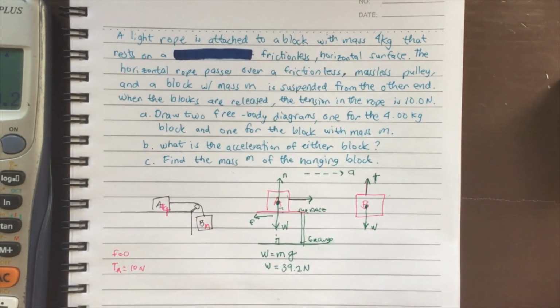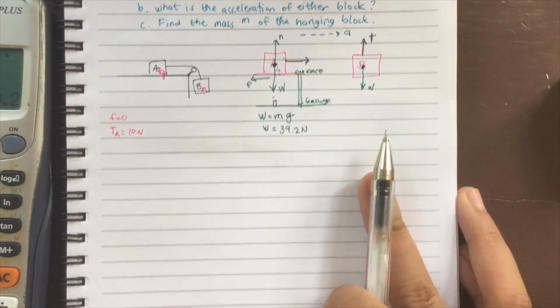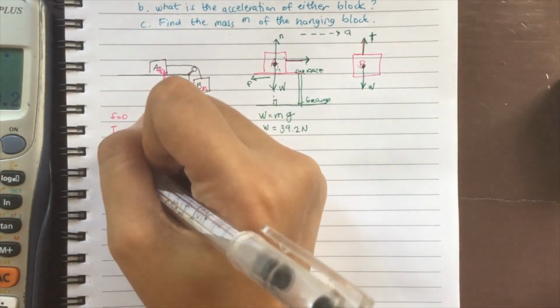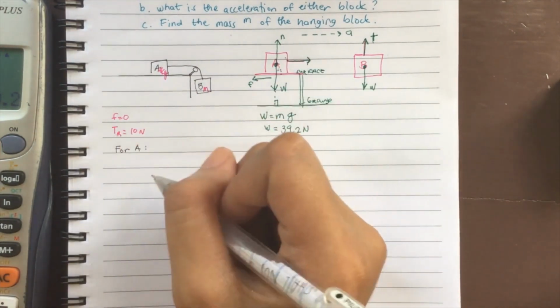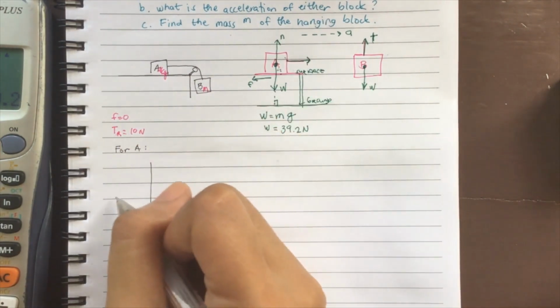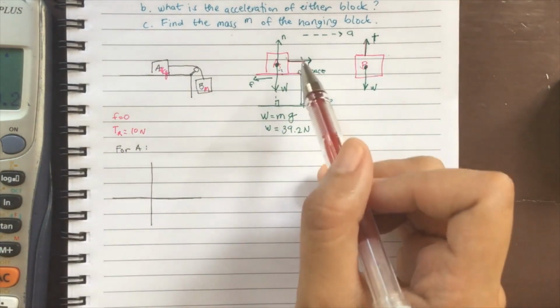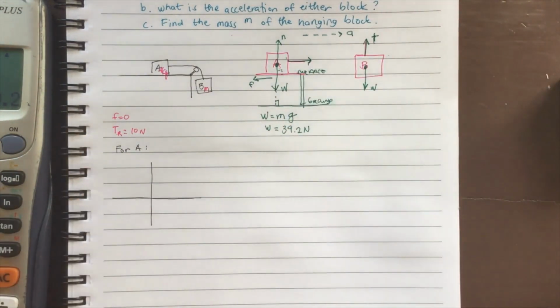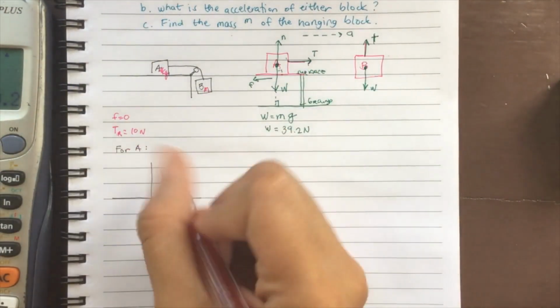Okay? So, let us now draw this one as your free body diagram. So, for block A, again, let's draw your coordinate system. Okay? So, you will now have your tension force. We did not label it as T. So, you have tension.